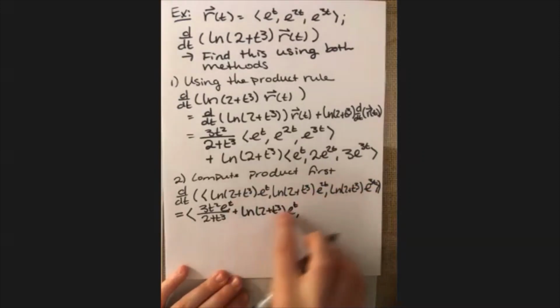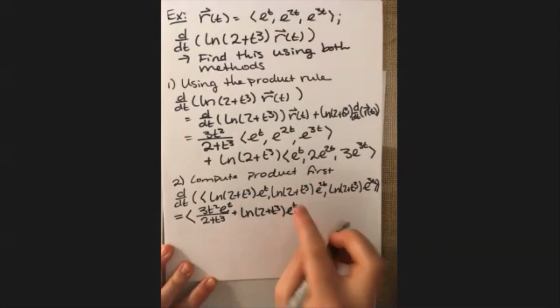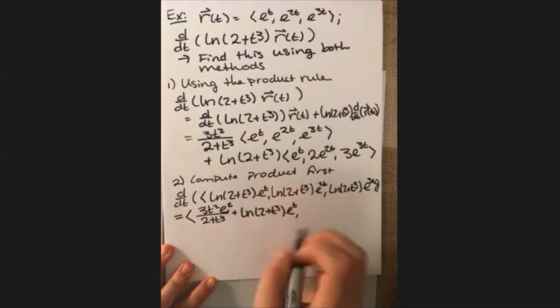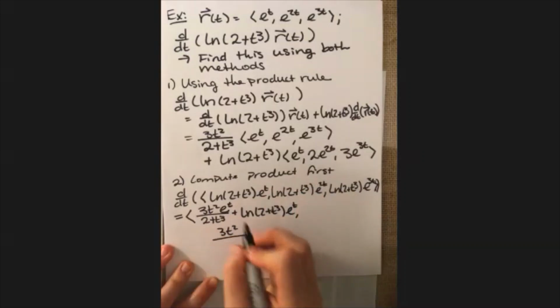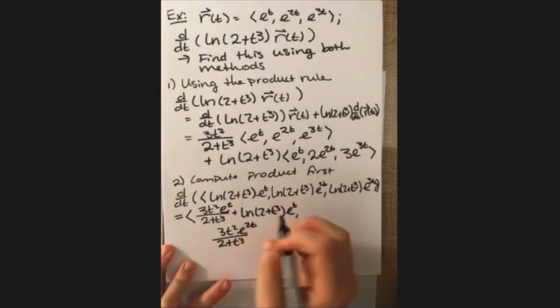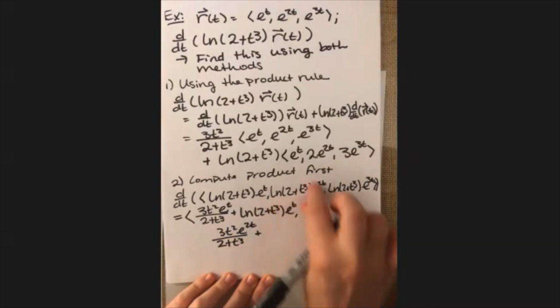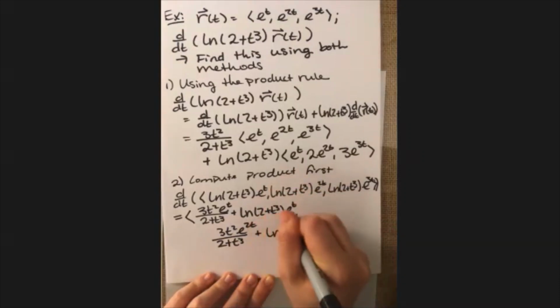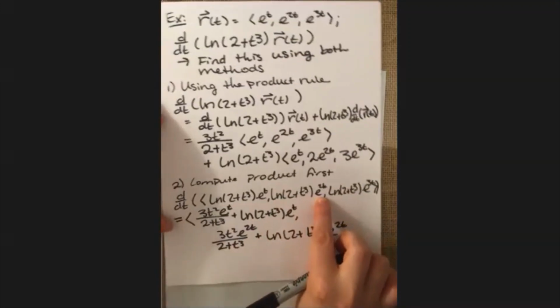And then I guess I'll put each of these components on a different line here because we're going to run out of space. Same idea for the second component here. Take the derivative of the natural log of 2 plus t cubed. You get 3t squared over 2 plus t cubed, but then we still have to multiply by e to the 2t, and then add to it the derivative of this piece times this piece left alone, e to the 2t, and then that takes care of the derivative of the second component here.